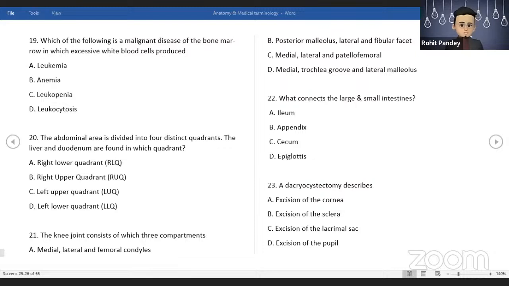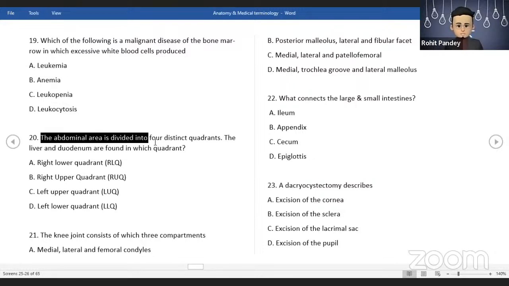Leukemia is cancer of the body's blood forming tissue, including the bone marrow and the lymphatic system. Many types of leukemia exist. Some forms of leukemia are more common in children. Other forms of leukemia occur mostly in adults. Leukemia usually involves the white blood cells. So leukemia is cancer of the body's blood forming tissue, including bone marrow and lymphatic system. Okay, so here you know about leukemia as well.